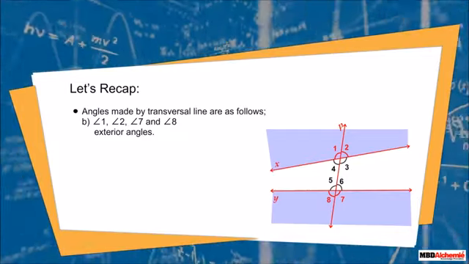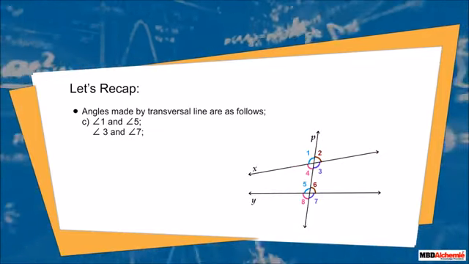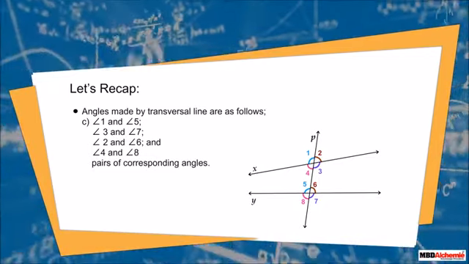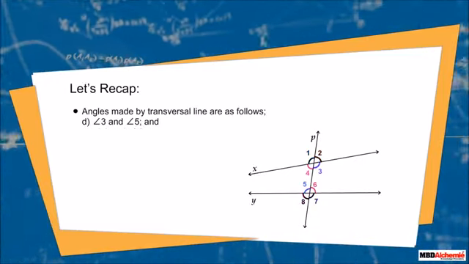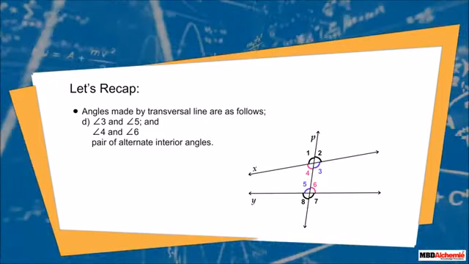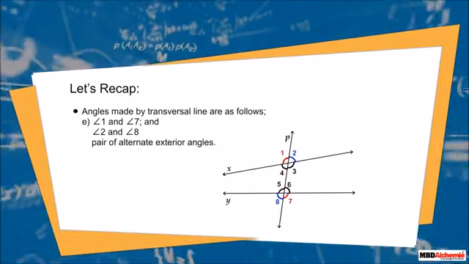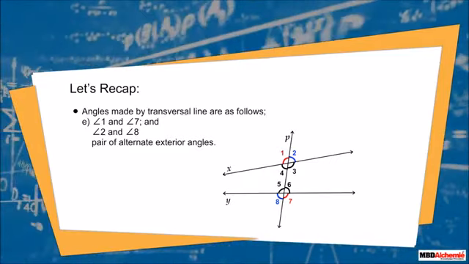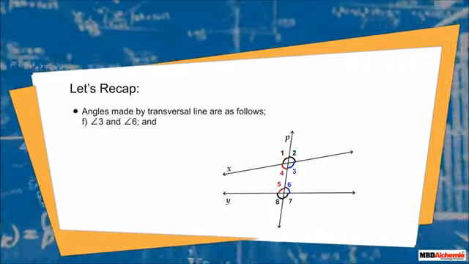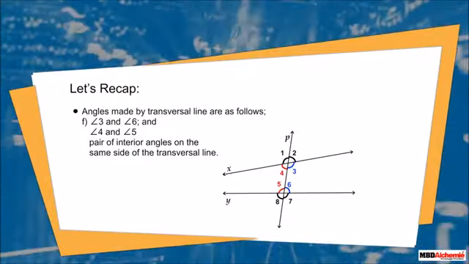B: angle 1, angle 2, angle 7, and angle 8 are called exterior angles. C: angles 1 and 5, angles 3 and 7, angles 2 and 6, and angles 4 and 8 are pairs of corresponding angles. D: angle 3 and angle 5, and angle 4 and angle 6 are called pairs of alternate interior angles. E: angle 1 and angle 7, and angle 2 and angle 8 are called pairs of alternate exterior angles. F: angle 3 and angle 6, and angle 4 and angle 5 are called pairs of interior angles on the same side of the transversal line.